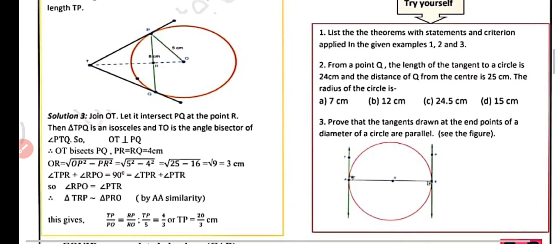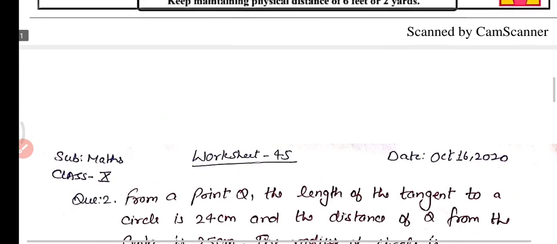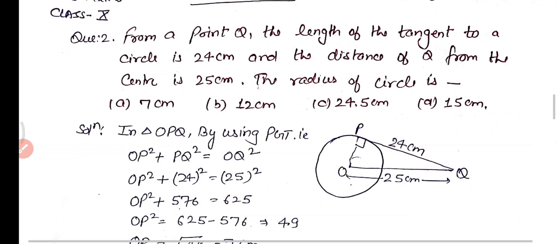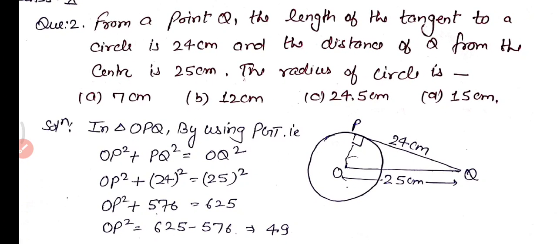So now we have question number 2 and 3 for practice. You can see. So let's do the solution of question number 2. So now from a point Q, the length of tangent to a circle is 24 cm and distance of Q from the center is 25 cm. The radius of circle is 7 cm, 12 cm, 24.5 cm and 15 cm.